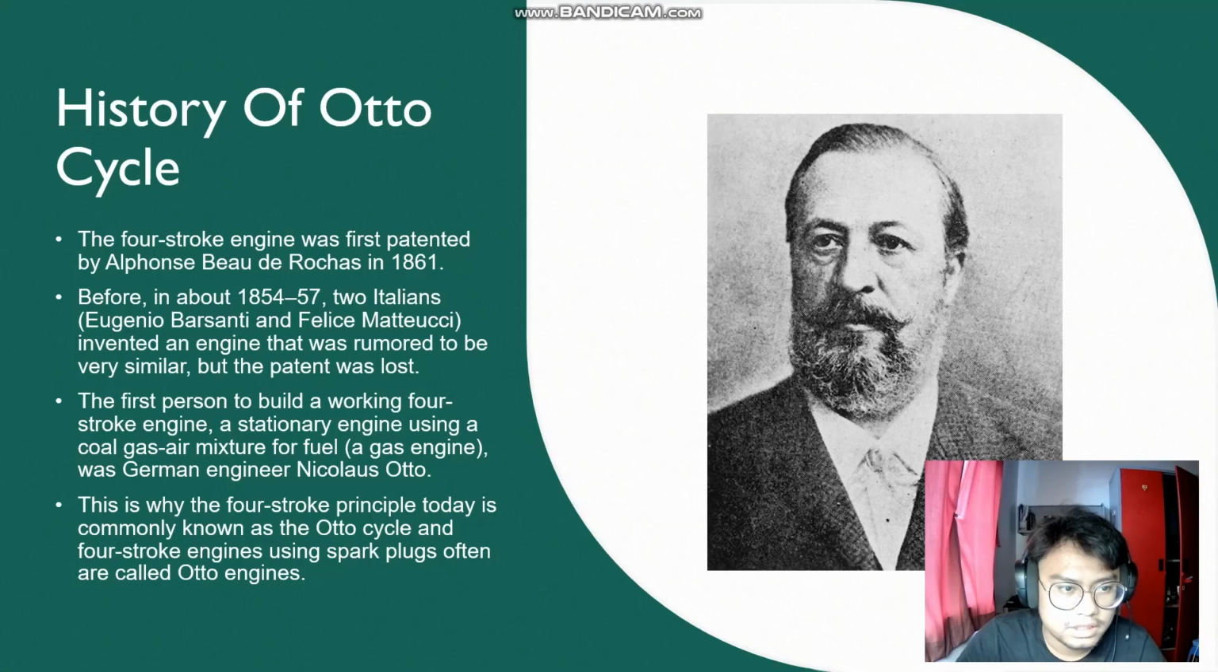The history of Otto cycle. The first person to build a working four-stroke engine was a German engineer called Nicholas Otto. This is why the four-stroke principle today is commonly known as the Otto cycle, and four-stroke engines using spark plugs often are called Otto engines.